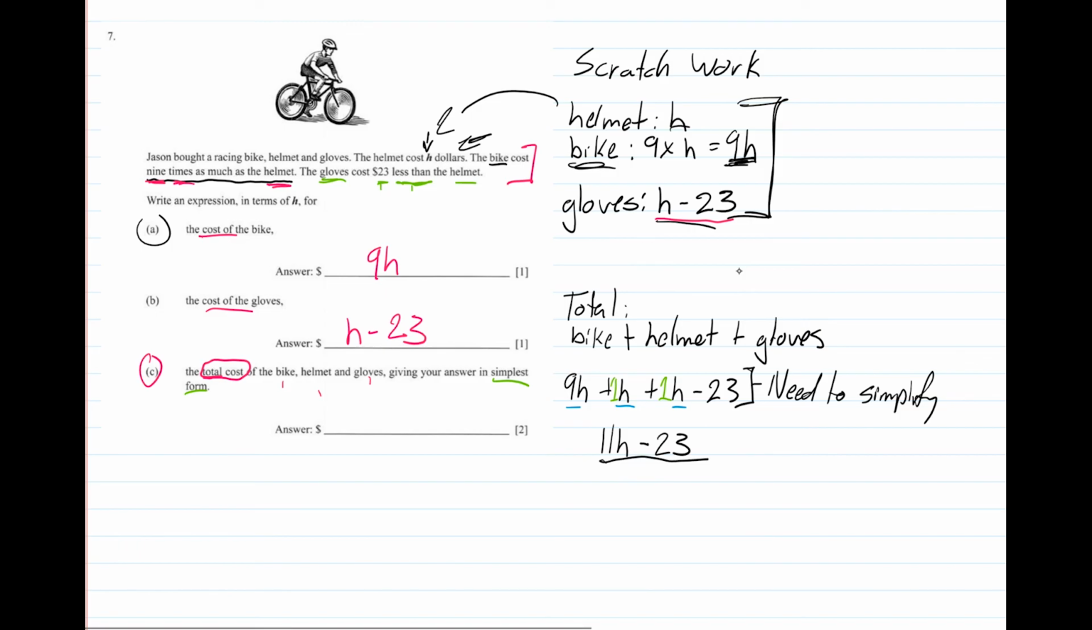They asked us for the total cost of the bike, helmet, and gloves, and they asked us to give it to them in simplest form. We did both of those with this answer. So confidently, we can write 11H minus 23, and we can know that we got full points for this, of course, if you show your work. And that's how you solve these problems. That's how you handle algebraic expressions in the BGCSE.